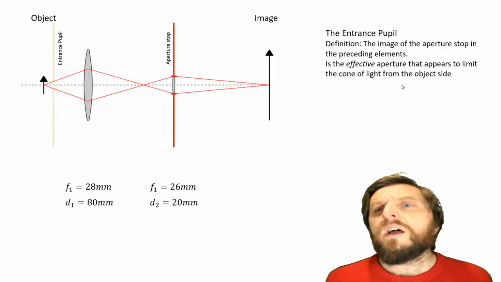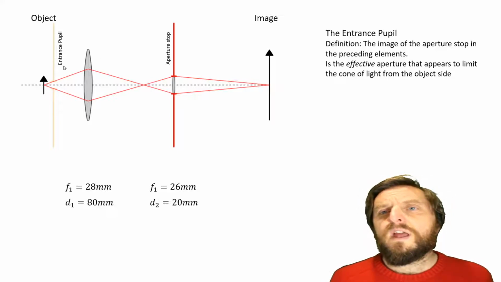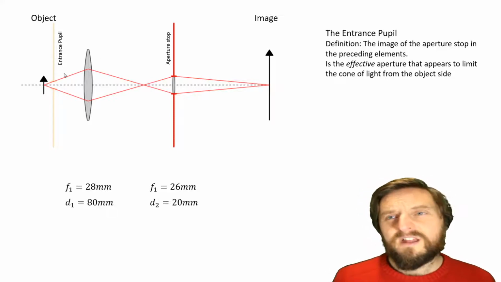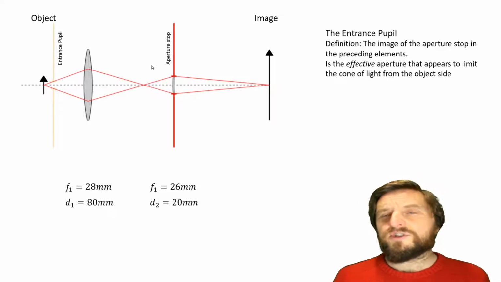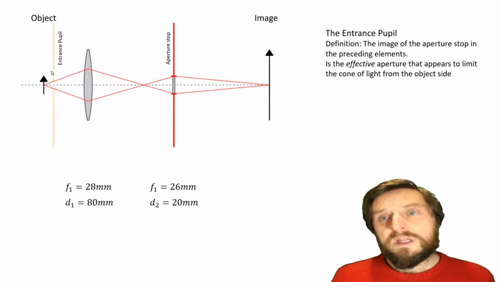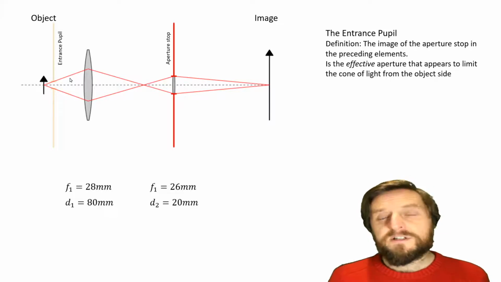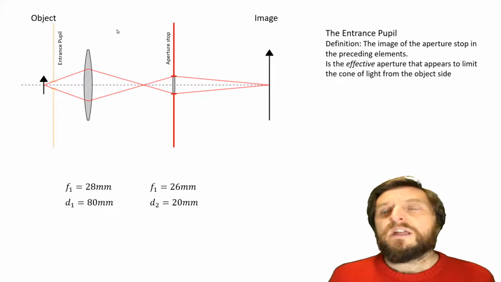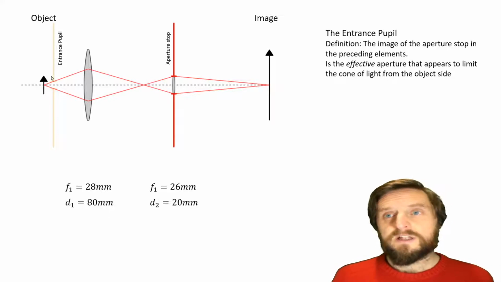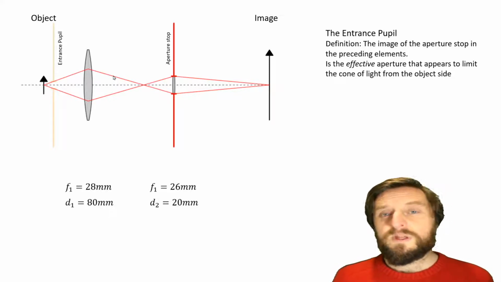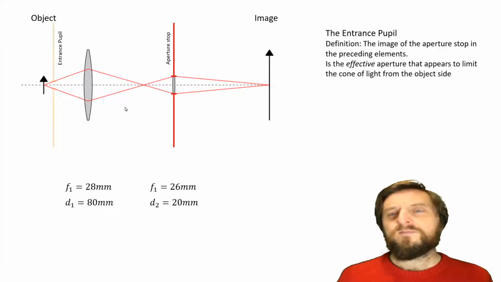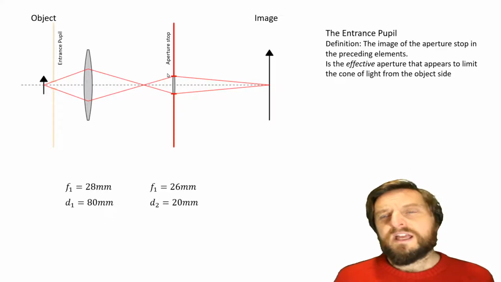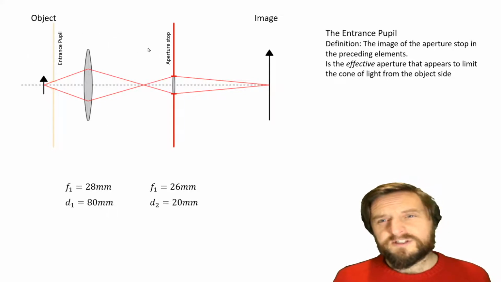So the entrance pupil is not a real thing. It is the image of the aperture stop. It could be in front of the first lens. It could be behind the first lens. It could be the first lens. So the entrance pupil could be anywhere depending on the rest of the optical system. And what it is, is the image of the aperture stop in the elements before it.